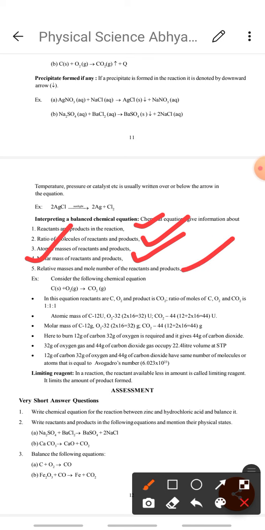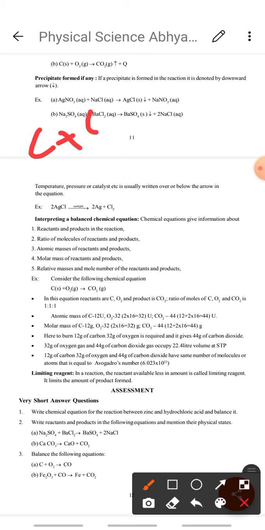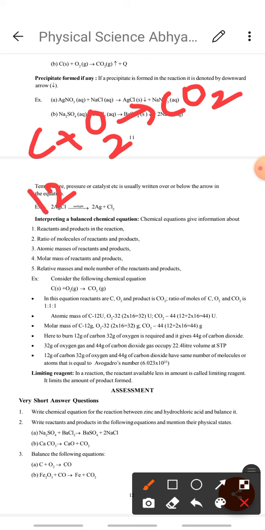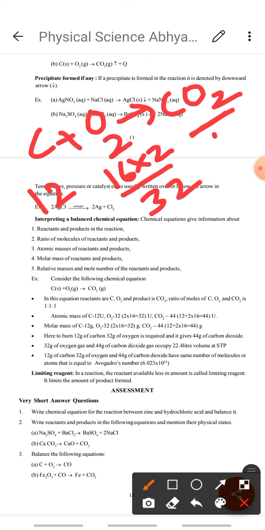The total information can be obtained by interpreting a balanced chemical equation. For our understanding, one example is given here. What is that? Carbon plus oxygen gives carbon dioxide. So the atomic mass of carbon is 12. Oxygen is 16, 16 into 2, 32. Carbon dioxide total is 44.